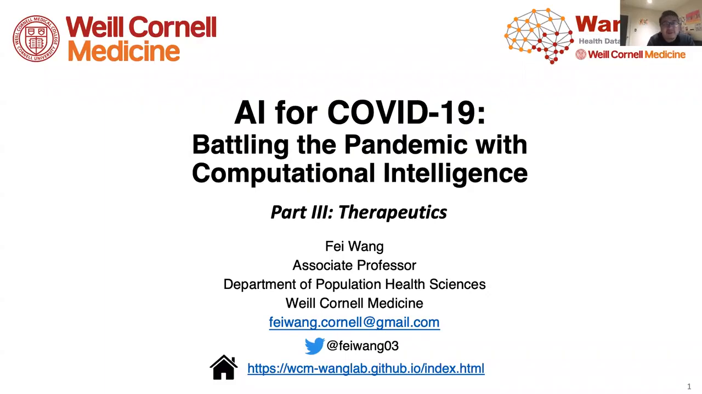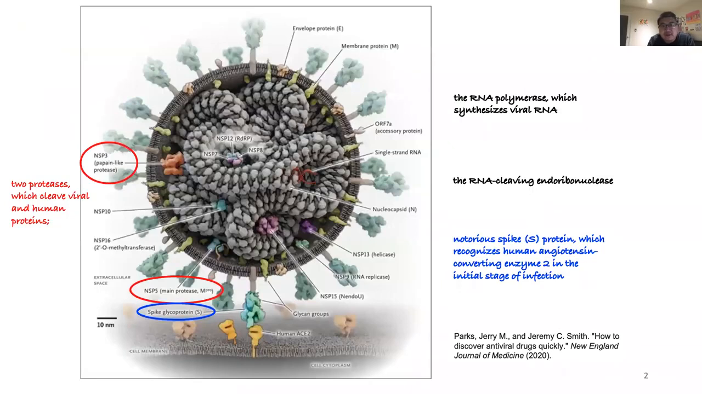I will talk about people's, especially the basic scientists', effort on developing effective therapeutics for COVID-19 and how AI could be helpful. So this is the SARS-CoV-2 virus, which causes the COVID-19 disease. Its genome encodes approximately 25 proteins that are needed by the virus to infect a human and to replicate, which is shown in the figure.